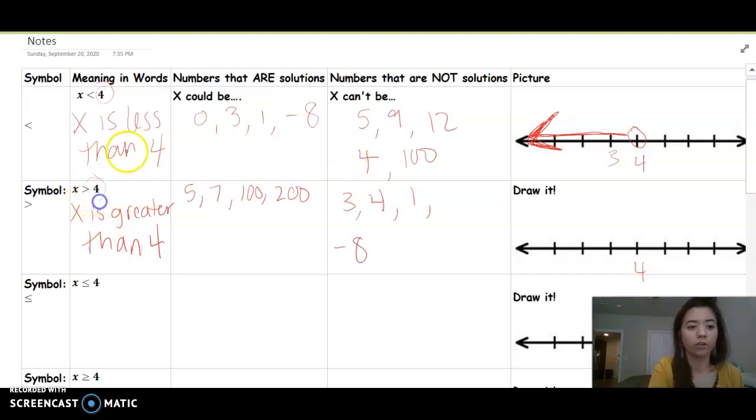Same thing, x is greater than 4. We're drawing our circle on 4. And then x is greater than, so all of the numbers that are greater than are on the right side. So that's where my arrow points.